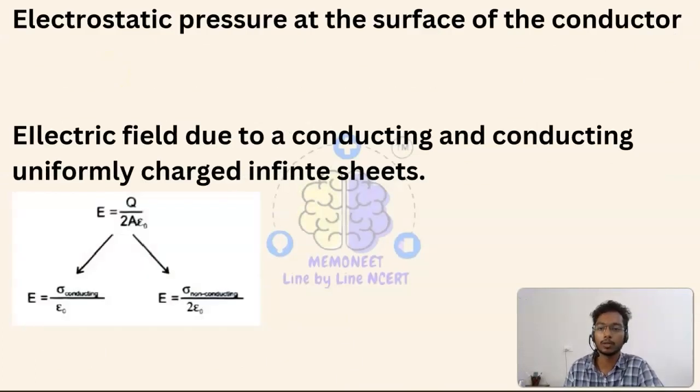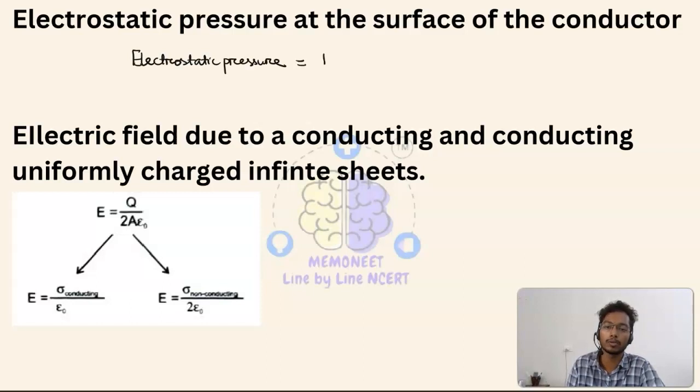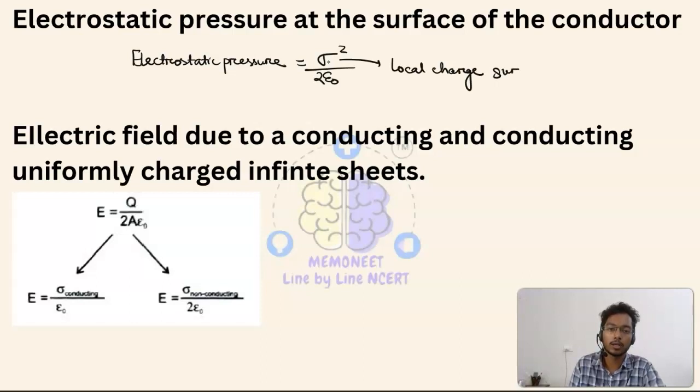At the surface of the conductor, the electrostatic pressure is equal to sigma square upon 2 epsilon, local charge surface.